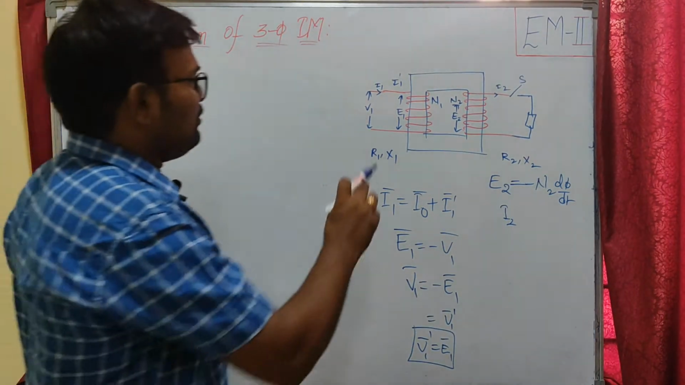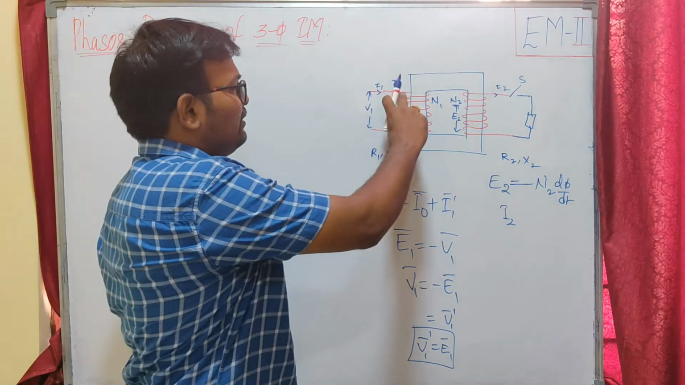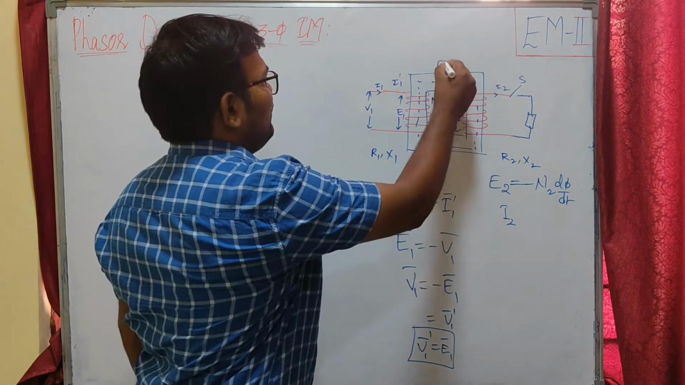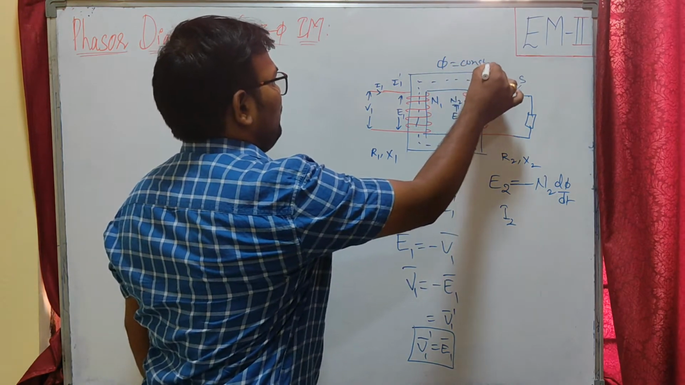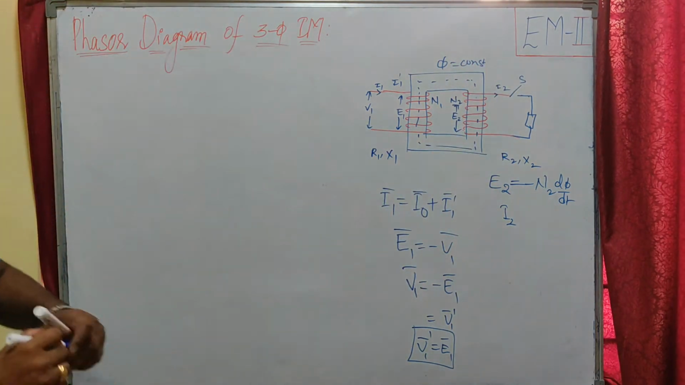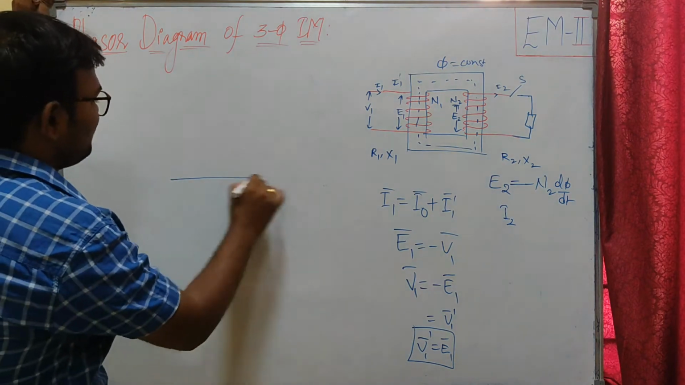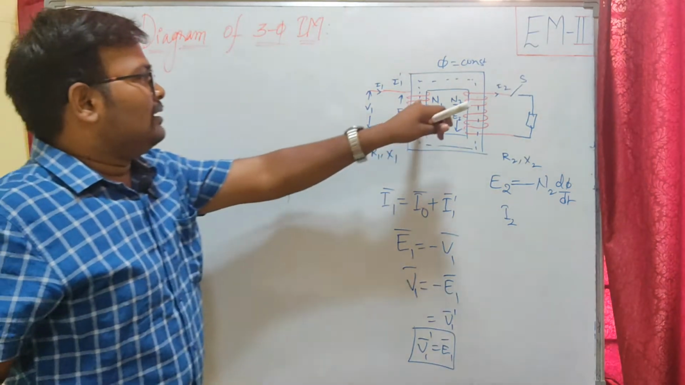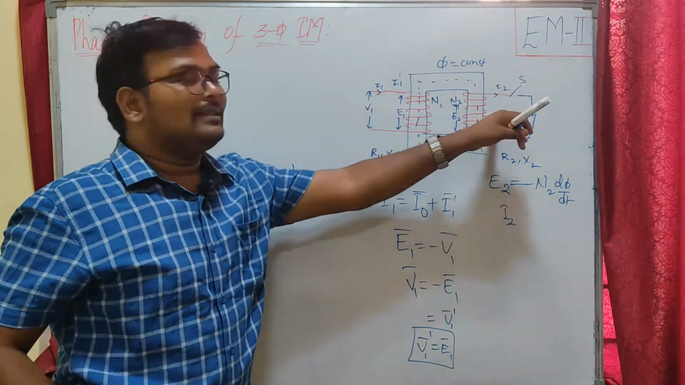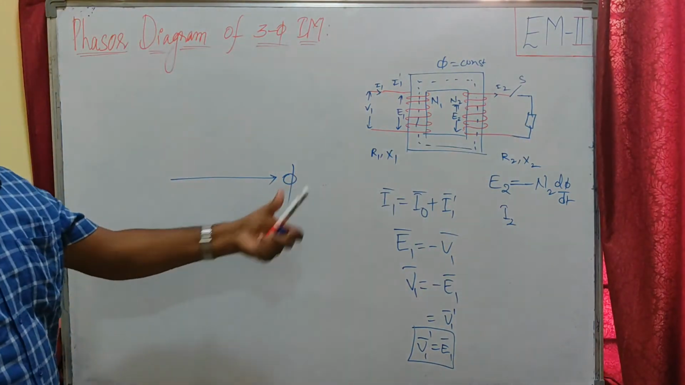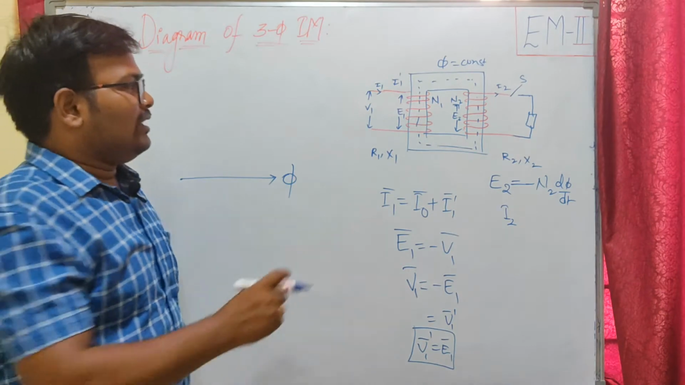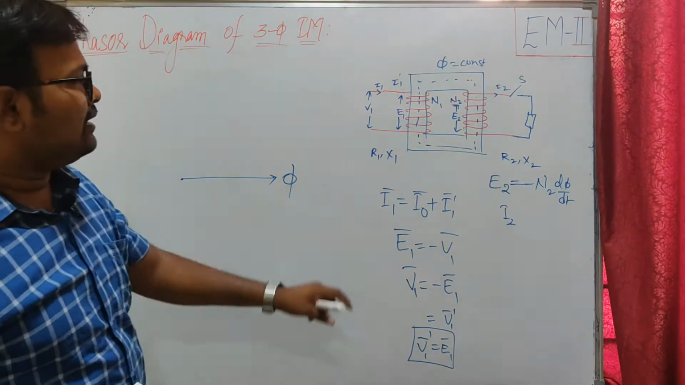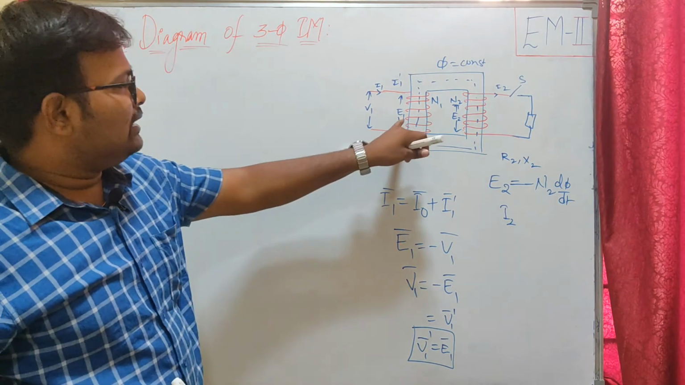So you are exciting the primary with V1, and you are getting a common flux in the core. Let me consider that flux as the reference here, because our flux is common for primary and secondary. That is why I am considering flux as reference. Okay, this is flux. Now let us draw the other parameters.